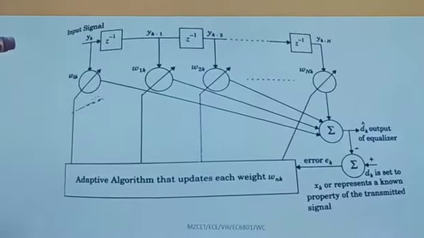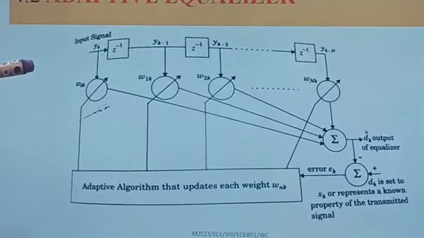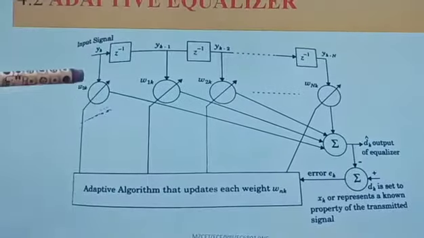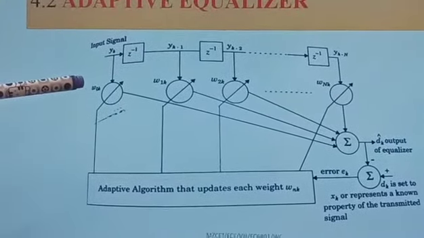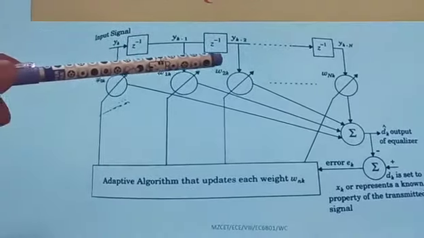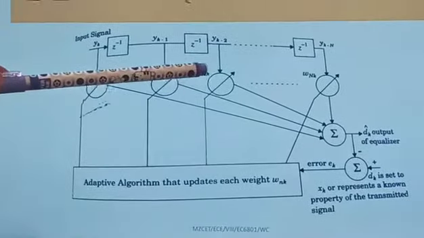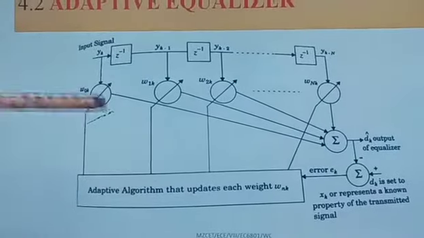This is the structure of the adaptive equalizer. This structure is known as a transversal structure. This structure has capital N number of delay elements, N plus 1 number of tap elements, and N plus 1 number of multipliers called weights or filter coefficients. These weights or filter coefficients are adjusted by the adaptive equalizer by means of the algorithm.